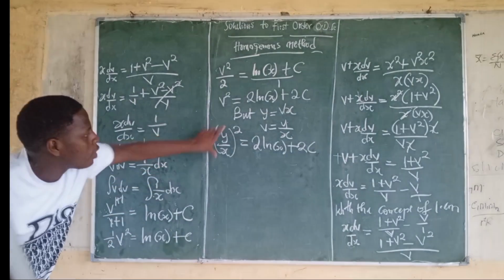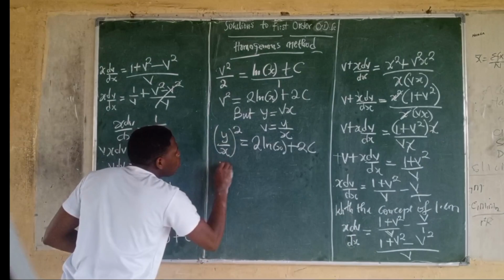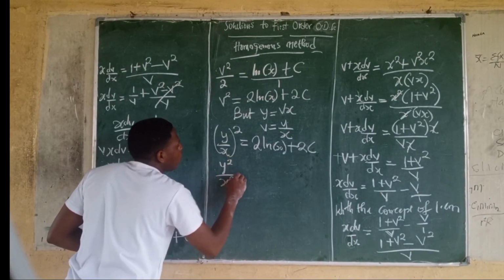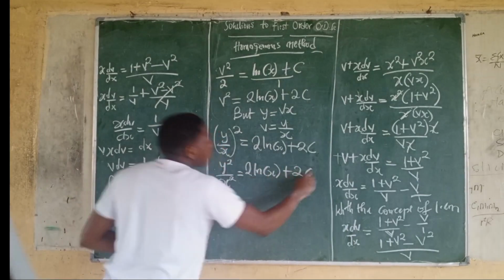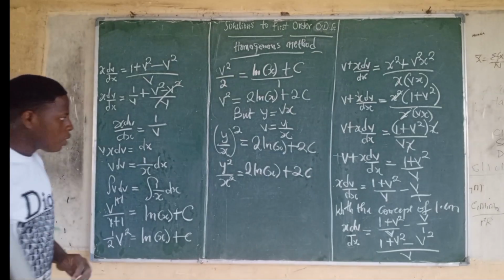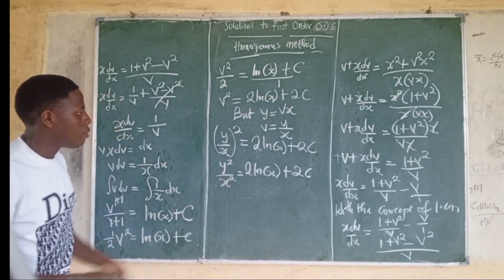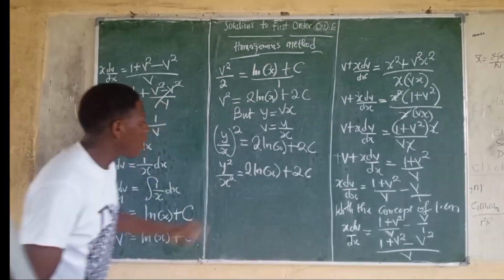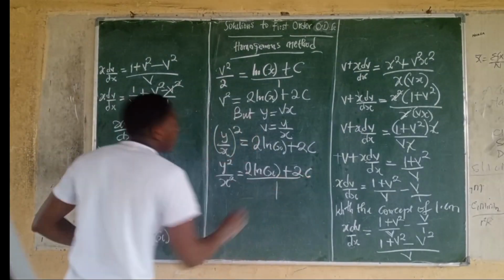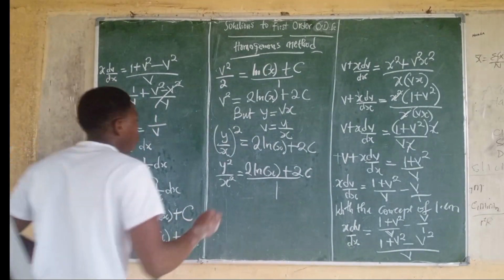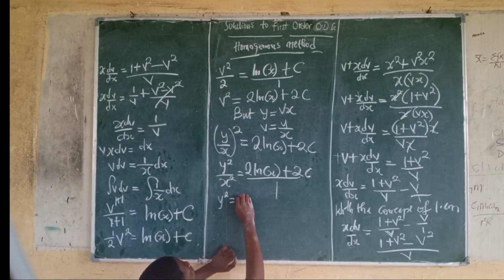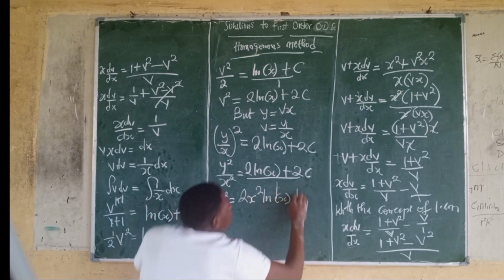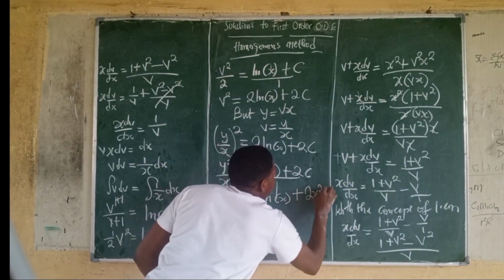So we can still simplify this further by saying this is equal to y squared over x squared is equal to 2 ln x plus 2c. You can still simplify this by making y stand alone. If we cross multiply, we have y squared is equal to 2x squared ln x plus 2x squared c.